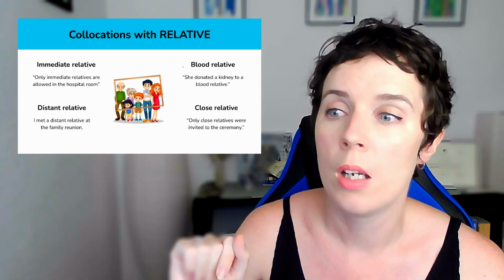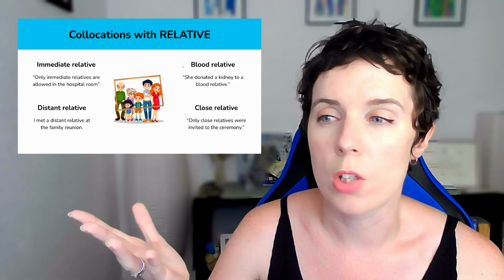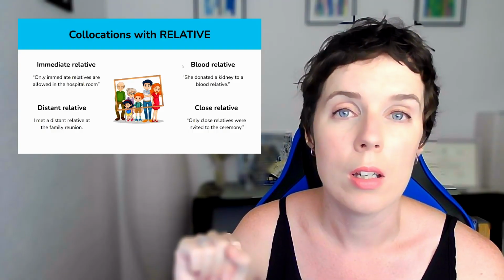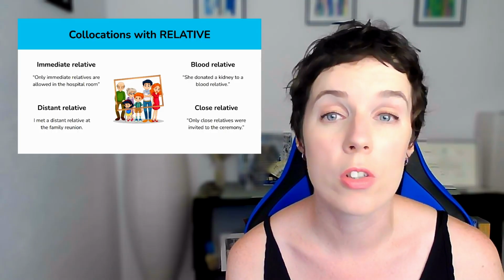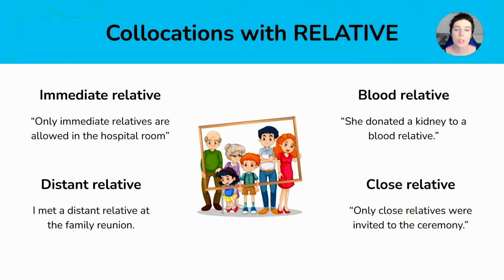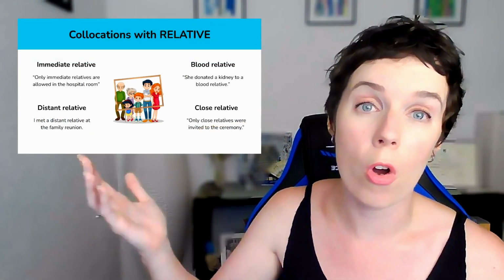Okay, so if you want to use this in a sentence, she donated a kidney to a blood relative. And lastly, we have a distant relative. For example, I met a distant relative at the family reunion. Again, quite self-explanatory. A distant relative is someone who is not a close relative.